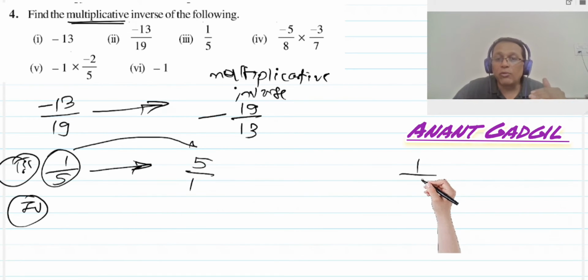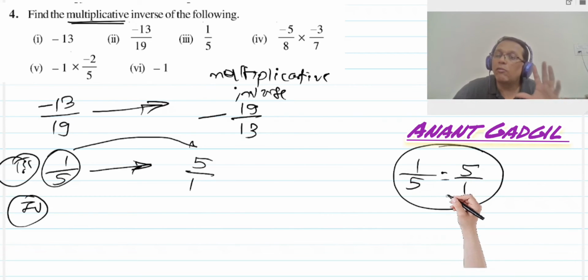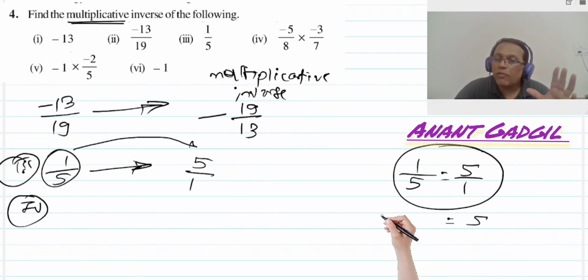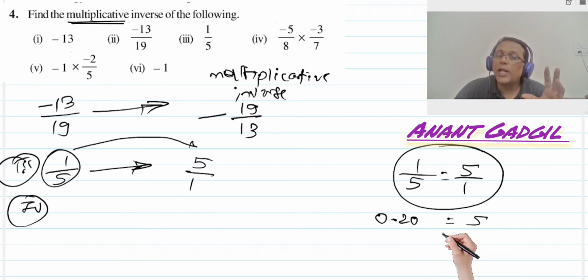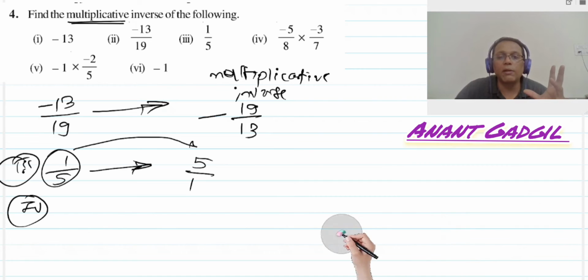But if you give the equal to sign, then the meaning changes, because these two numbers are not equal at all. 5 by 1 is 5 and 1 by 5, if you divide, you get the answer 0.20. So never give the equal to sign in between.